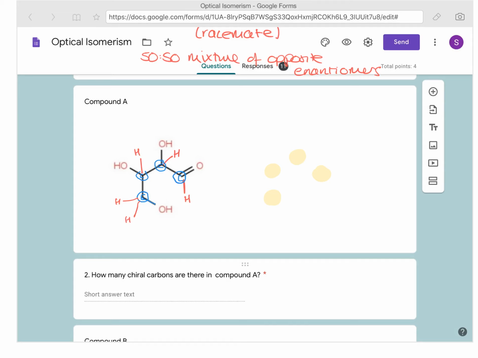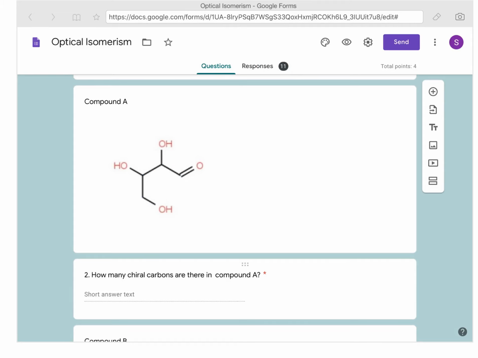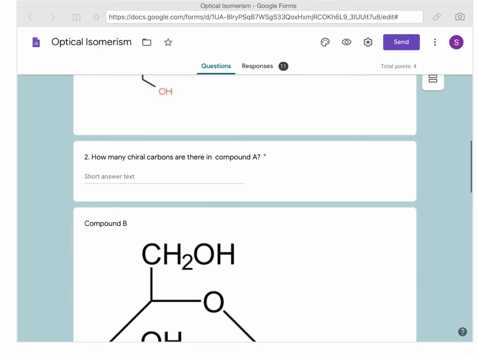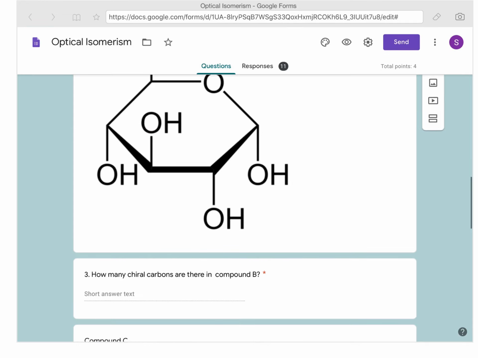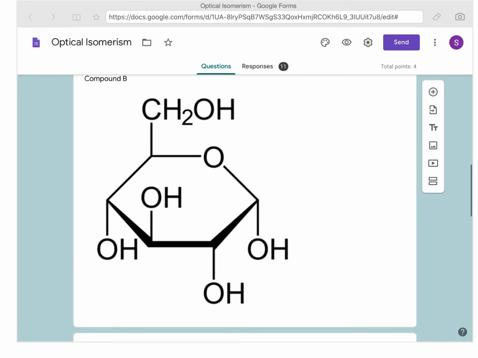Right, we'll move on to question 3. Okay, so that's compound A. Here we've got compound B, and question 3 is going to ask us how many chiral carbons are there in compound B. Again, it's skeletal, so we need to add a little bit more detail and identify where the carbons are. So we'll do this one a little bit quicker.